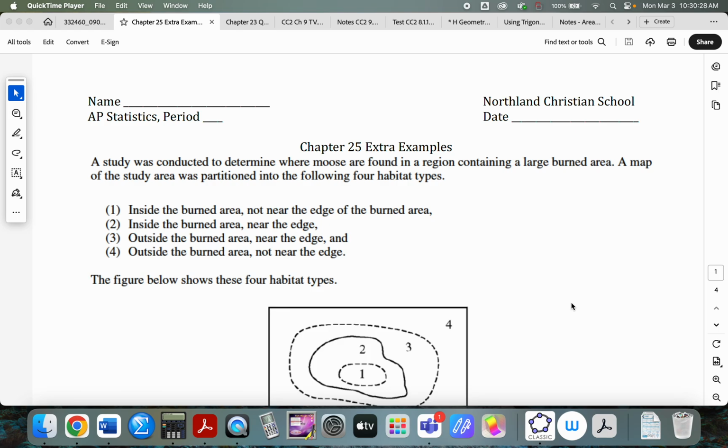Let's look at a couple of examples. This first one, I think actually both of them are taken from old AP exams.